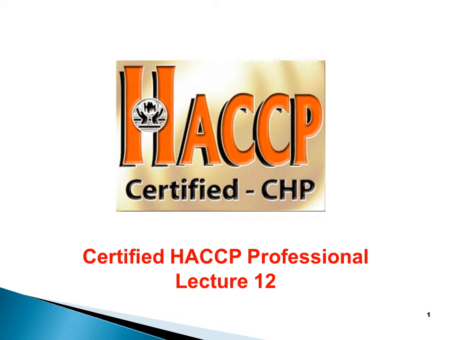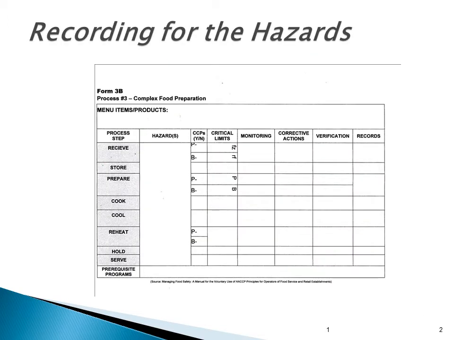It's time to fill out our form. Well, let's back up and fill out our form. So in the hazards column, we've got all of our hazards listed, the biological hazards, and we had a couple of physical hazards. In the CCP column, we already selected which were and which were not critical control points. Now let's do the critical limits.